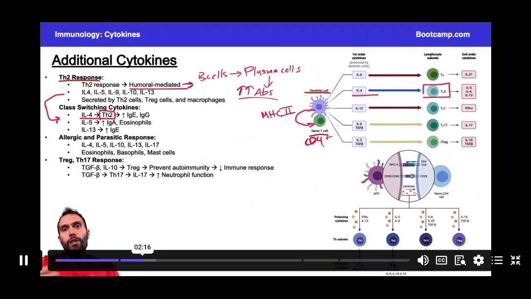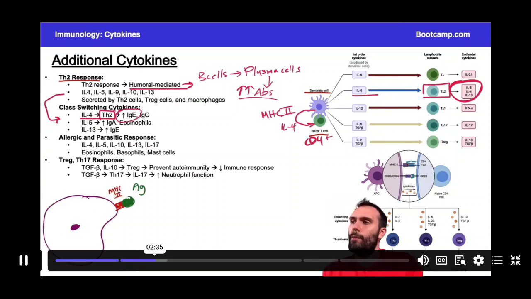2 times 4 is 8. Remember your rule of 8s. So then this naive T cell is going to get stimulated with interleukin 4 to go down the T helper 2 pathway. T helper 2 cells will then go on to release specific cytokines. Okay, cytokines that include interleukin 4, interleukin 5, interleukin 13.